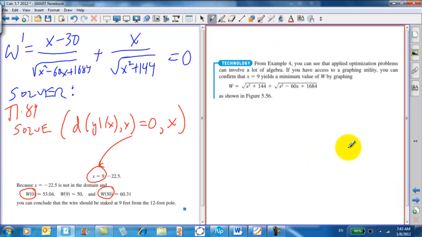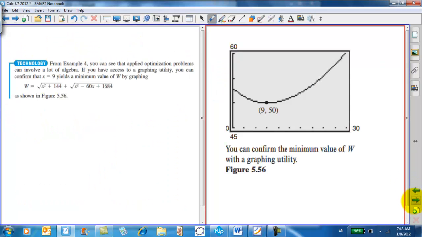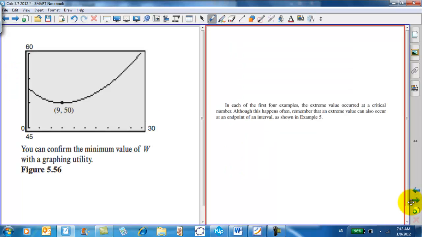All right, and here's where we talk about the technological applications there. Notice you don't have to actually expand this all out when you're doing it. It made some sense in this case, but the calculator can expand things out for you too. And there's that minimum value.